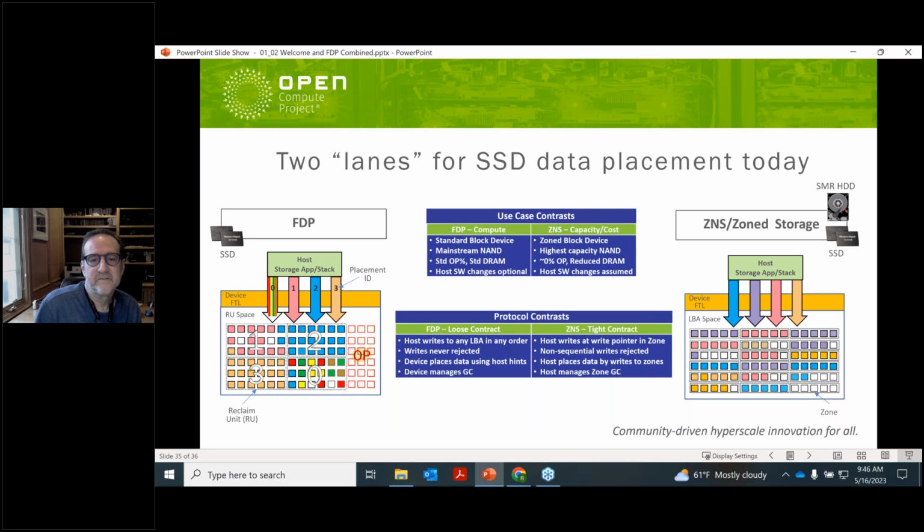If we look quickly at the protocol contrasts, FDP is a loose contract. It's not entirely accurate to say this, but it's more streams-like in its nature. It's delegating more of the placement effort to the device, although the host is using hints to guide the device. It doesn't require host writes in any particular order, whereas ZNS is a tight contract between the host and the device, as is the case with SMR. In the current instantiation of ZNS, non-sequential writes are rejected.